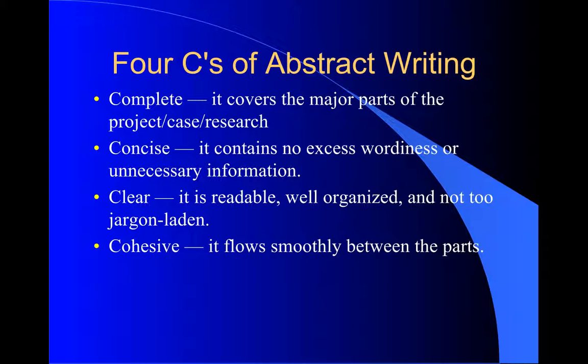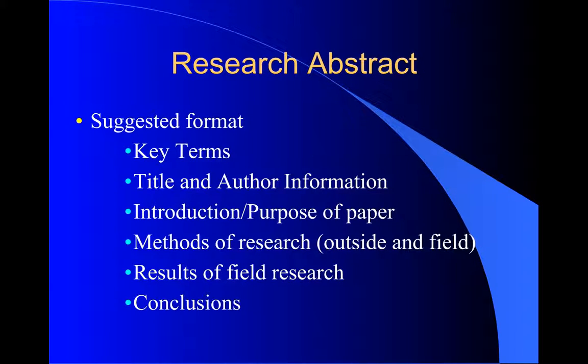Cohesive means that it has a good flow between the 3 different parts, and I'm going to cover those right now. So your research abstract should have a list of key terms. As you'll see when I show you the example at the end of this PowerPoint, the key terms are the basic topics that are covered within your paper. You want to think of this as the terms that someone would put into a Google search engine or a database search engine in order to find your paper.